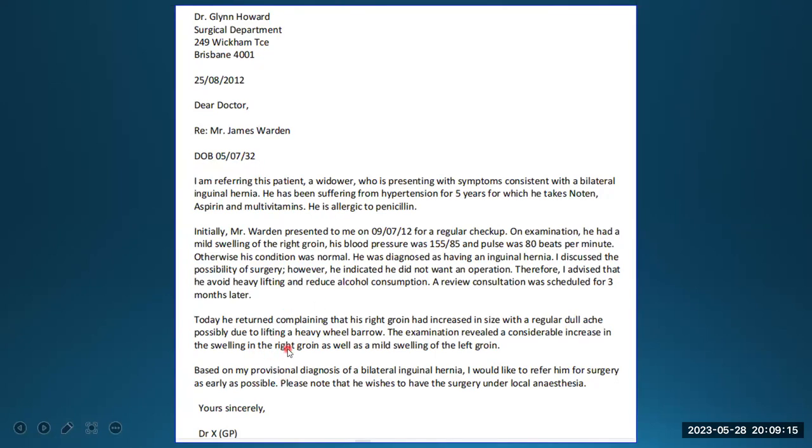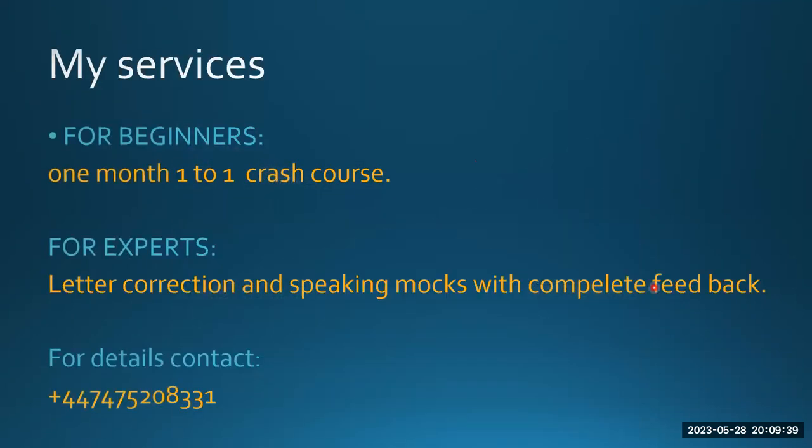And what if there are 6 visits? You can merge 2 visits. Like in the second paragraph, you can merge the first and second visit, and in the third paragraph, you can merge the third and fourth visit. So this is how you will write. And the recent one, the current one, we will write in a separate paragraph.